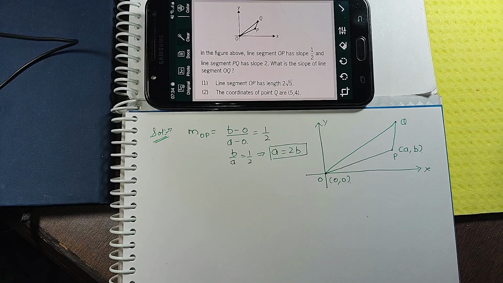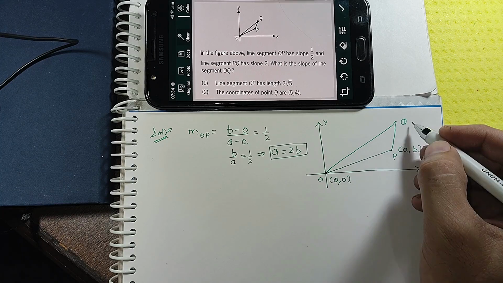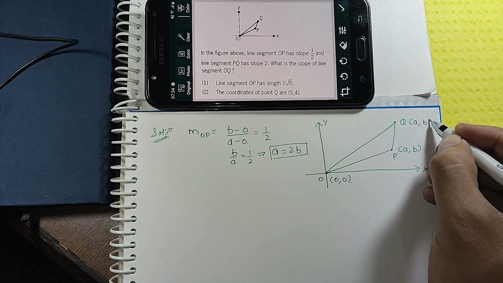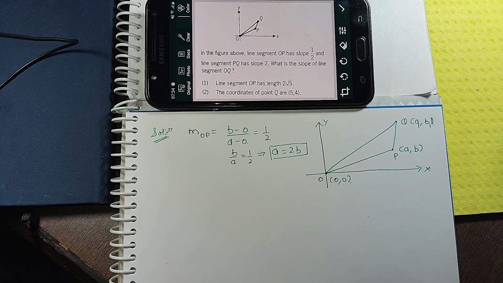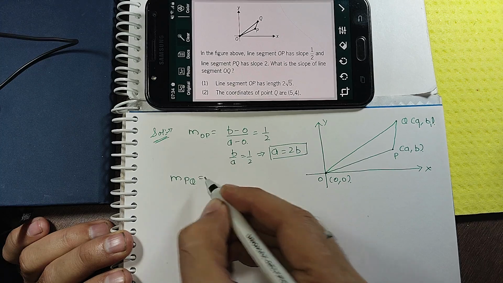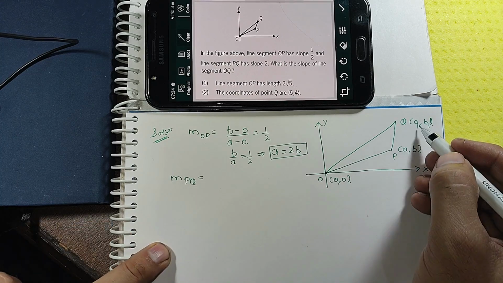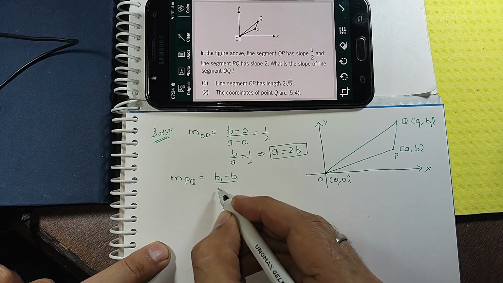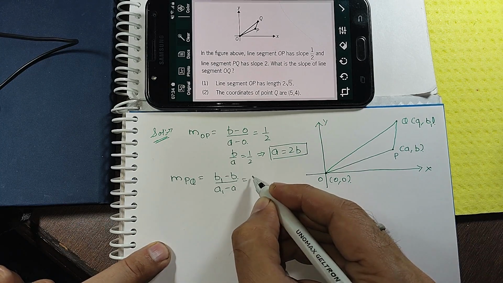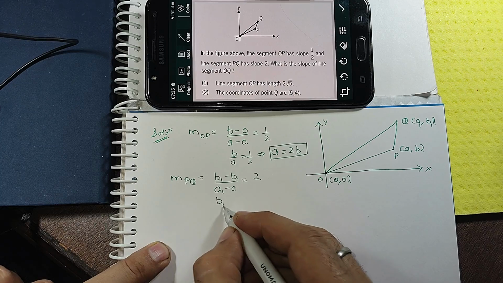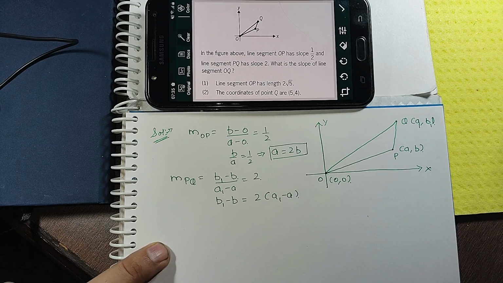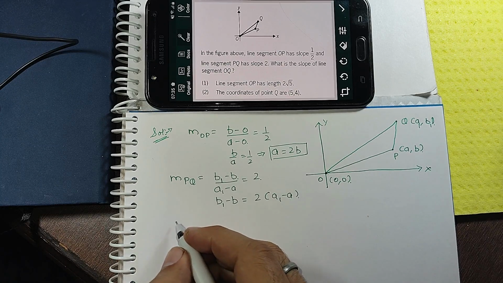Now further, we have been given the slope of line PQ. Let us suppose the coordinates of Q are a1, b1. Now the slope of PQ has been given to us as 2. So that basically means b1 minus b upon a1 minus a is equal to 2, or b1 minus b is equal to twice of a1 minus a. Now with this information, moving to statement 1.